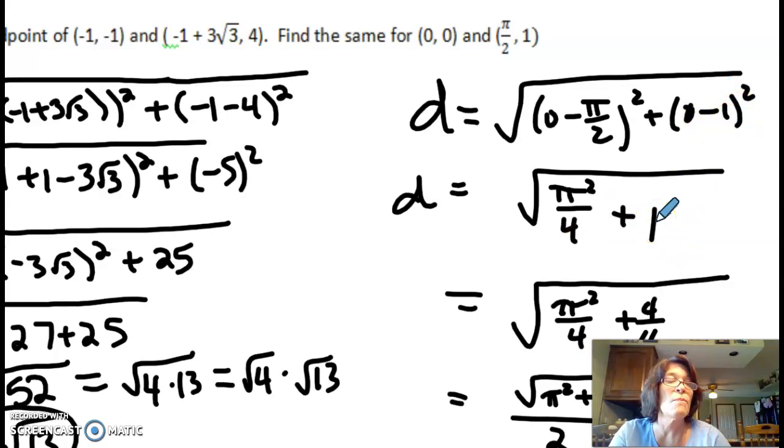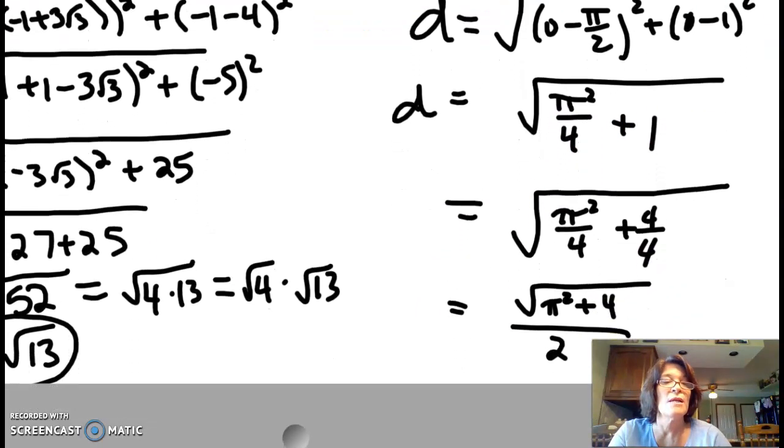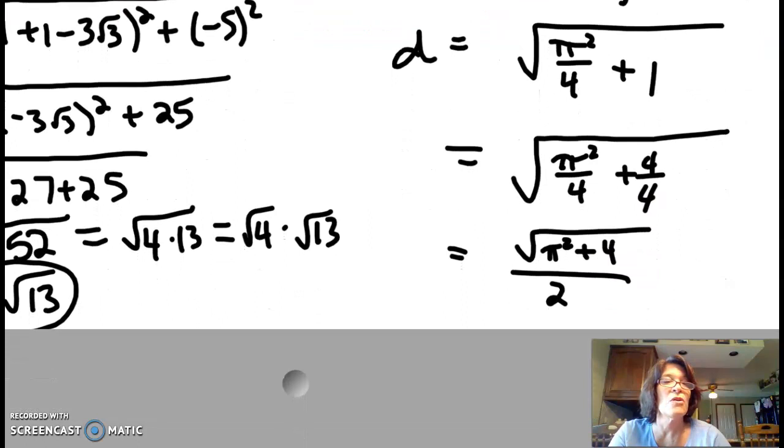So square root of that whole mess. A lot of times when we see a 4 in the denominator, we are going to want to get that out of there. So I'm going to call 1 4 over 4 so that I can add the numerators together, pi squared plus 4 over 4, and then I can take that square root of 4, which is 2, in the denominator. Okay?